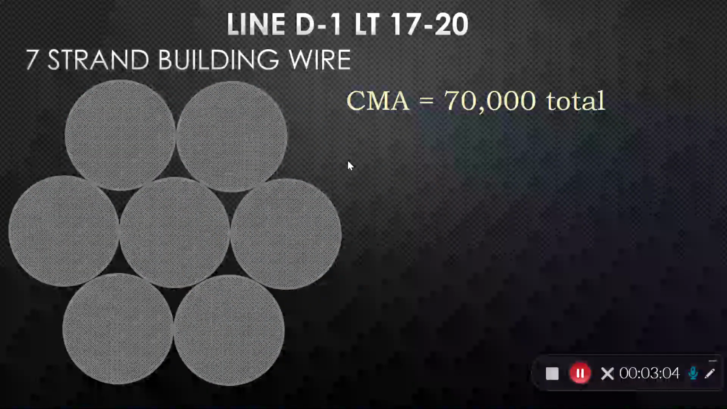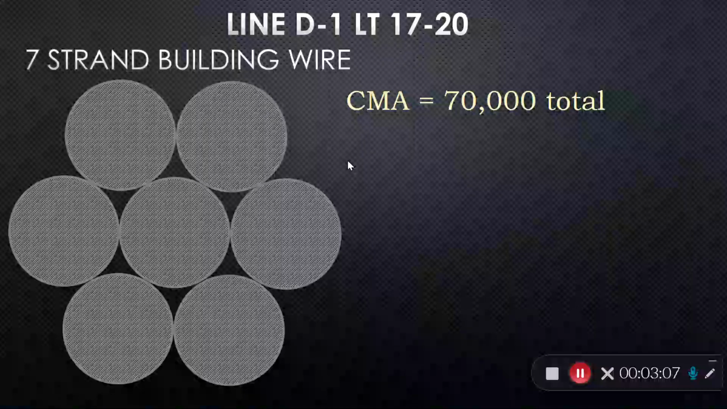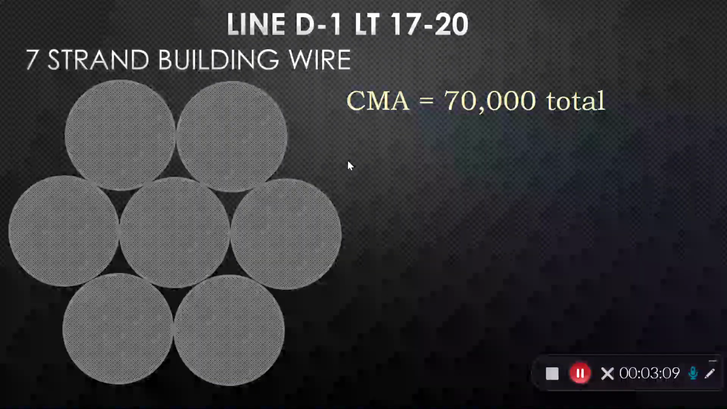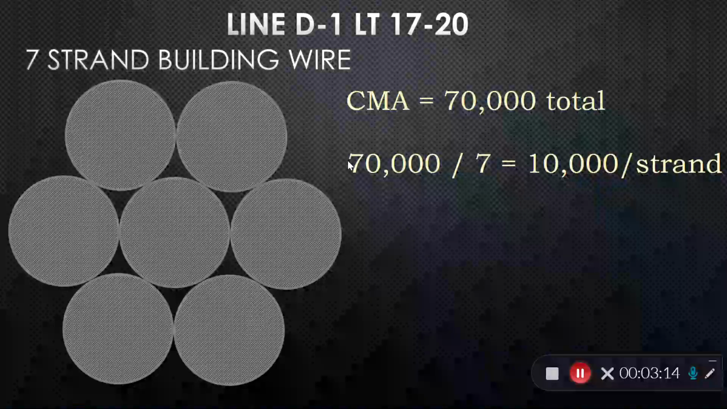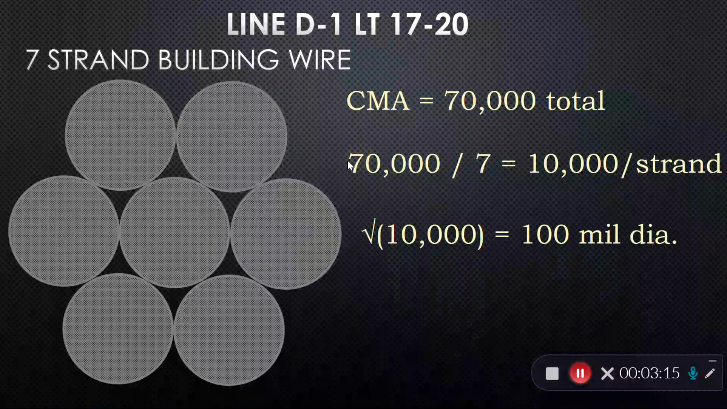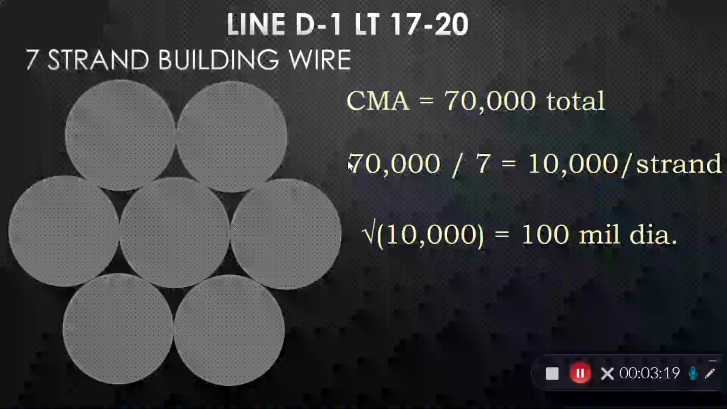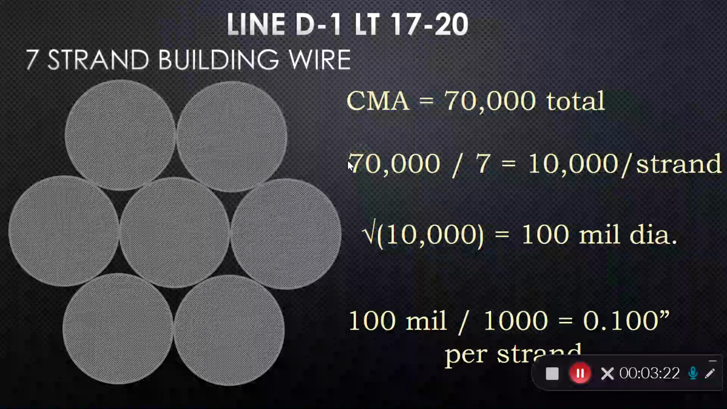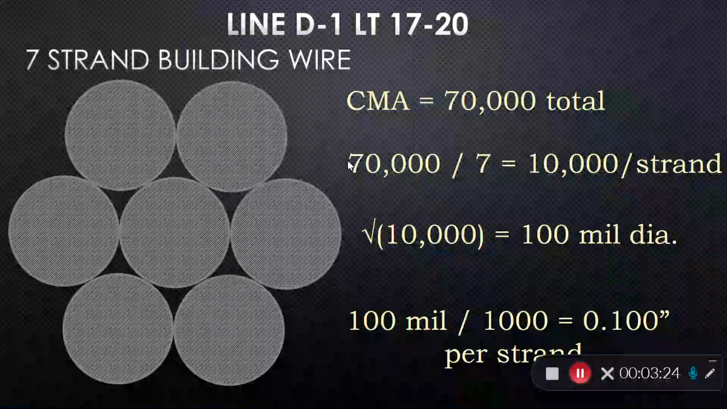Vice versa, if we knew the total CMA of a 7-strand wire, what would be the diameter of each strand? Divide by 7 to find our CMA of each strand. Find the square root of that, and then that would be our diameter in mils, and then divide that by 1,000 to get our diameter in inches per strand.